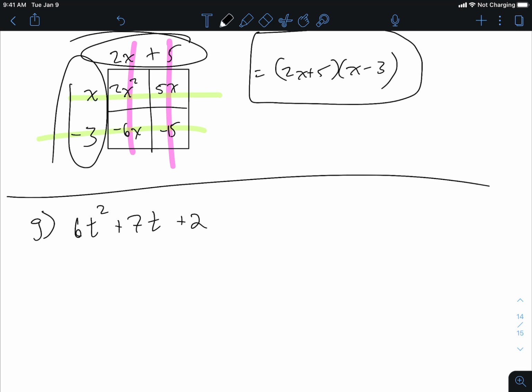Okay. Have I taken anything out of there? Nope, no chance. You can take a 1 out. Sure, it doesn't change anything. So I'm stuck. I need 2 numbers that multiply to 12 and add to 7. Start writing out the numbers. 1, 12. 2, 6. 3, 4. That looks all right.